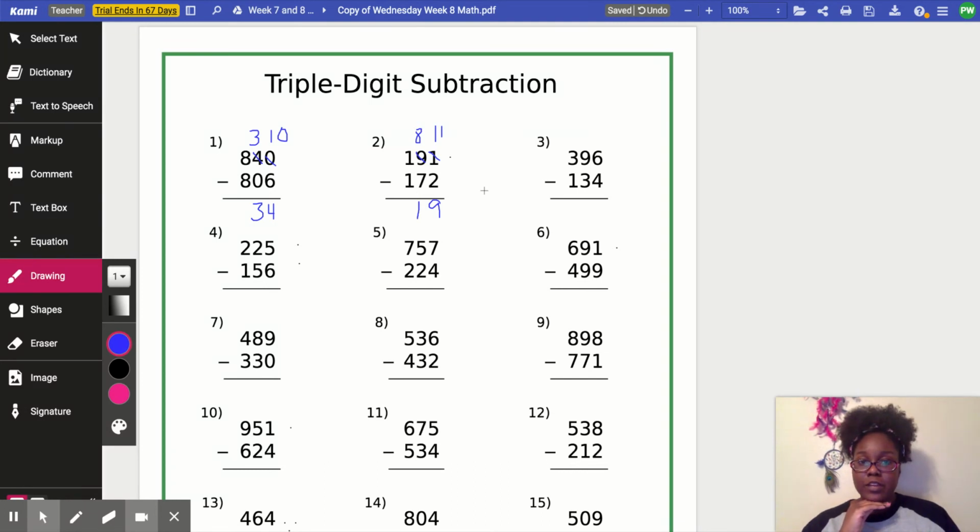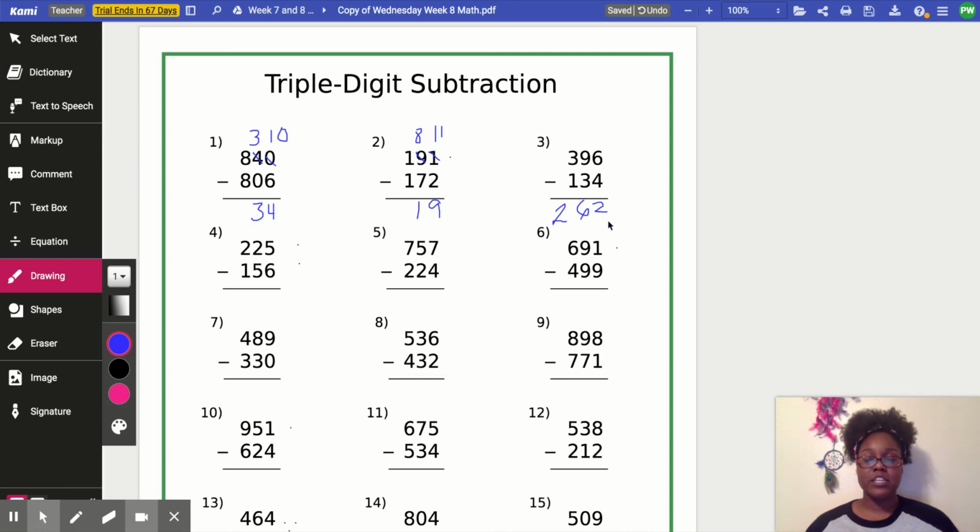Number 3, 396 take away 134. 6 take away 4 is 2, 9 take away 3 is 6, and 3 take away 1 is 2. The difference is 262. Now, I just told you the difference is 262. The difference is the answer to a subtraction problem.